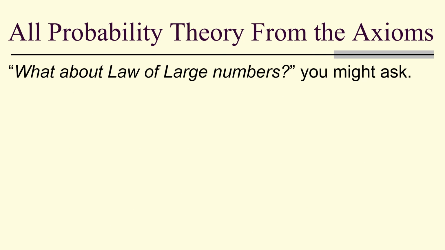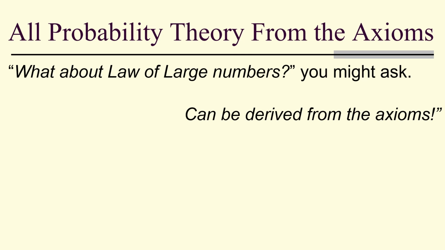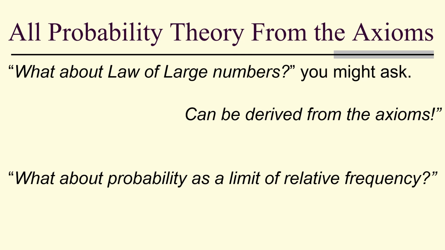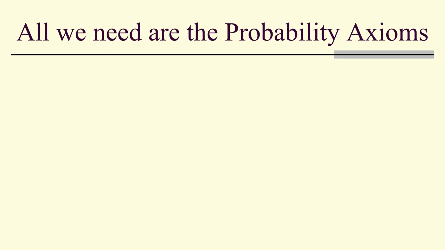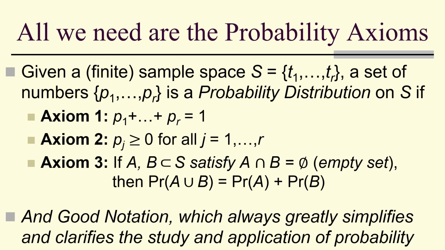Well, what about the law of large numbers, you might ask? Can derive it from the axioms. What about probability as a limit of relative frequency? Can derive that from the axioms also. All we need are the probability axioms and good notation, which always simplifies and clarifies the study and application of probability.